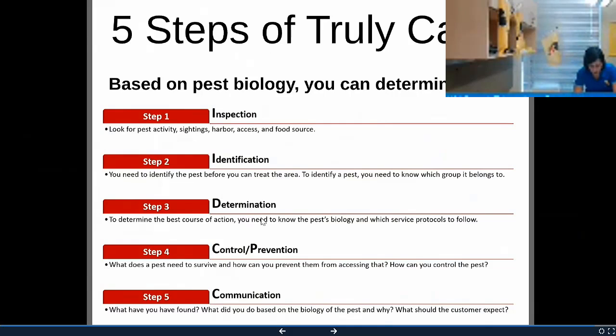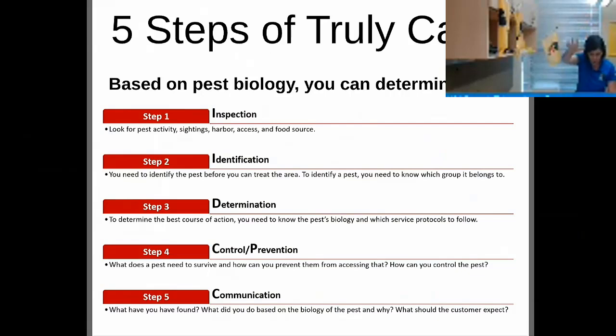So to determine what to do, the control and prevention. When we're doing the control and prevention part, always think about this question. What does a pest need to survive? 4 things. What are they? Food, water, harborage, and favorable temperature. And how can you prevent them from accessing that? If you can answer that question, you can solve the pest infestation. It can solve the puzzle.